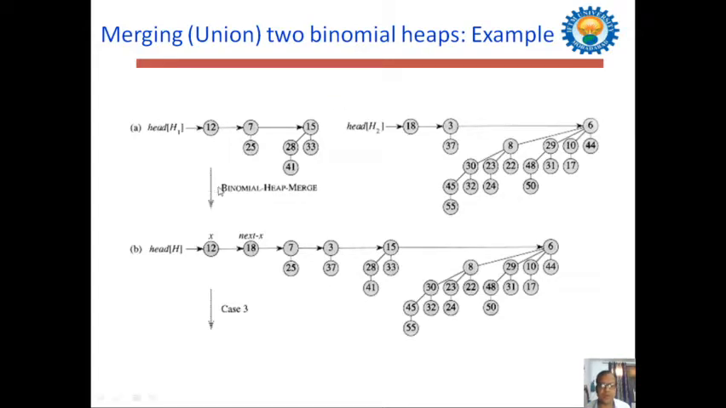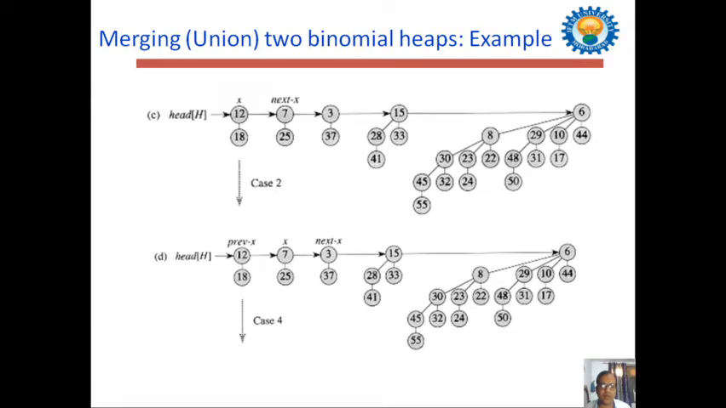Here we can see the example. There are two heaps H1 and H2. When we merge these two heaps, then all the binomial trees will be in increasing order, like in figure B: 12, 18, 7, 27, 3, 15 and this. You can see this is B0, B0, B1, B1, B2 and this is B4. This is how we merge. Now we will consolidate it also.